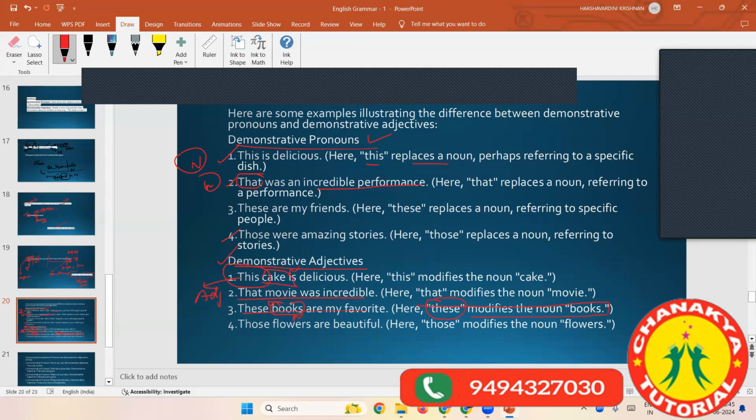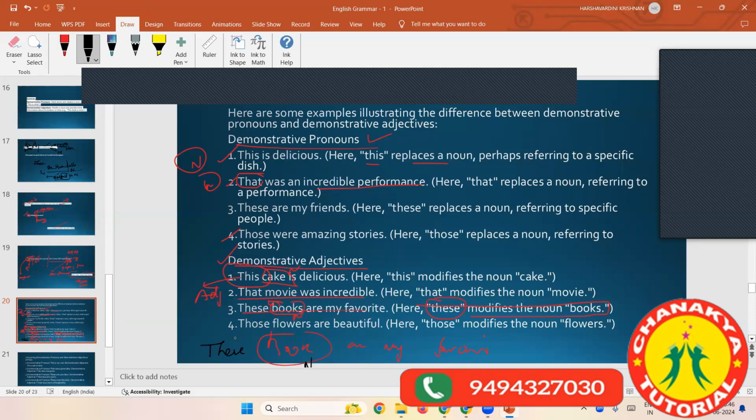So this is a demonstrative adjective, right? You can also understand these things in another way. For example, books are my favorite. It means that book is a noun. But "these books are my favorite" means what? Some good things are there in those books, they can be wonderful books. So it's like enhancing your noun.